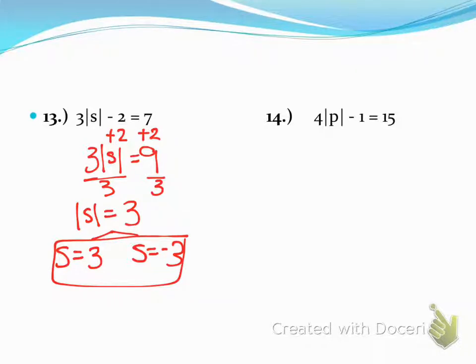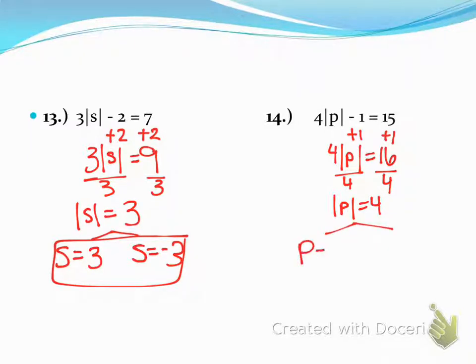Alright, on 14, we follow more or less the same kind of steps. Step 1. Add 1. 4, absolute value of P equals 16. And then, divide by 4. The absolute value of P equals 4. Then, split it up. I heard people say P equals 4. P equals -4. Alright.